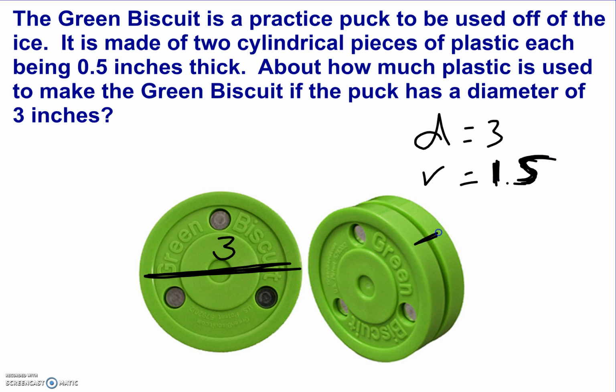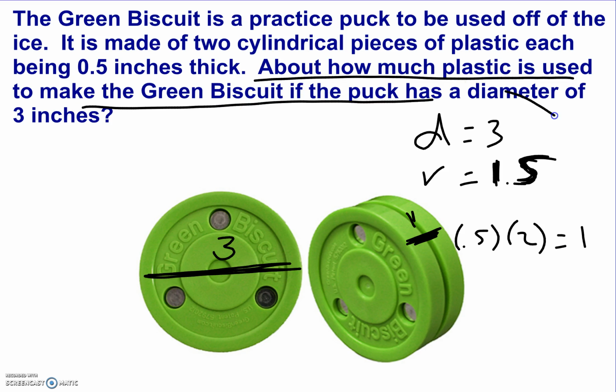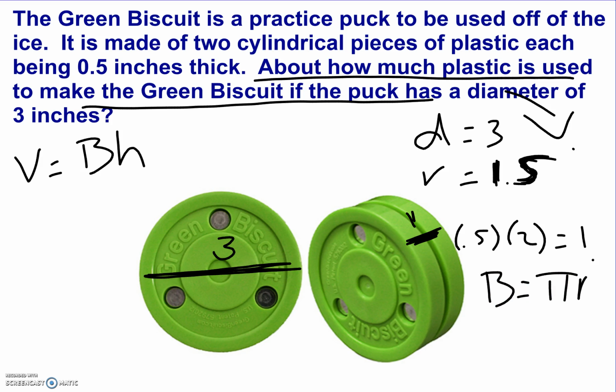Then we know that our height here is 1 because 0.5 times 2 is equal to 1. It says about how much plastic is used to make the green biscuit. That is talking about volume. So volume equals the area of the base times the height. So the area of the base is going to equal pi r squared. So pi r squared times the height.